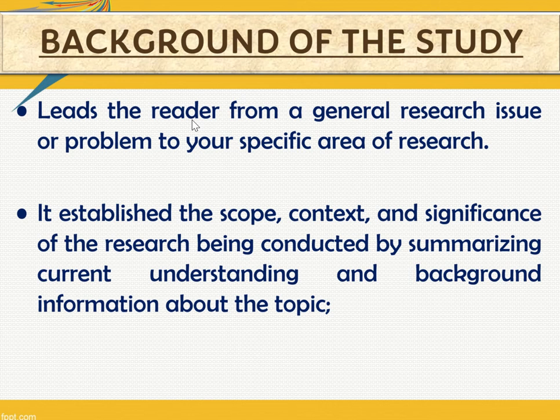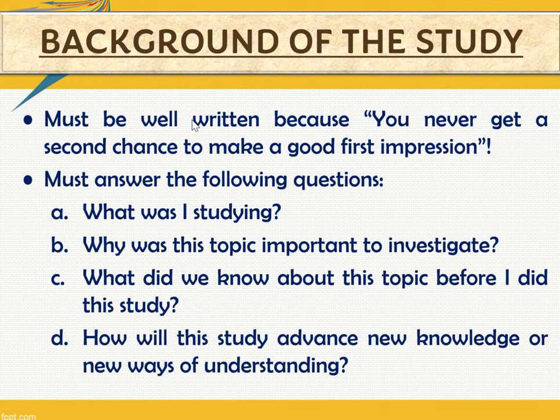So this section leads the reader from a general research issue or problem to your specific area of research. It established the scope, context, and significance of the research being conducted by summarizing current understanding and background information about the topic. So, for the background of the study, we are presenting an overview of our study here. We convey to our readers significant background information in line with our research.